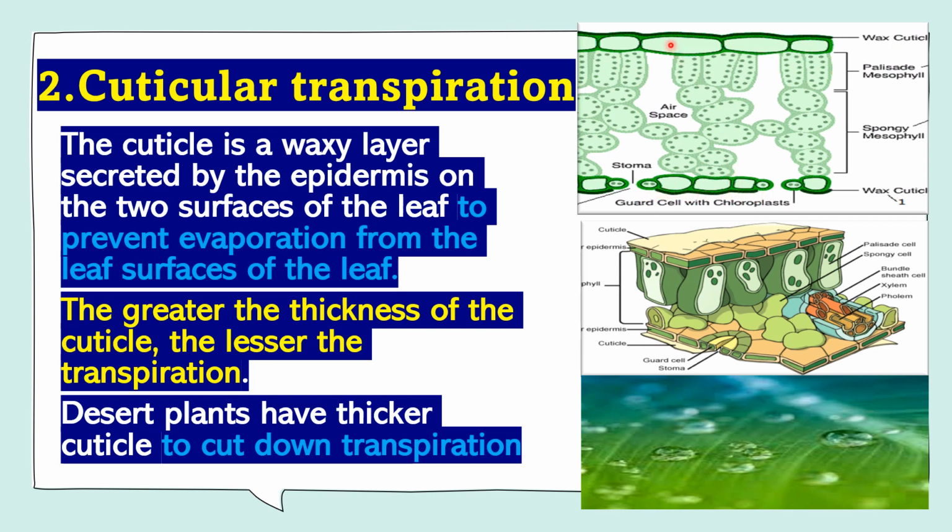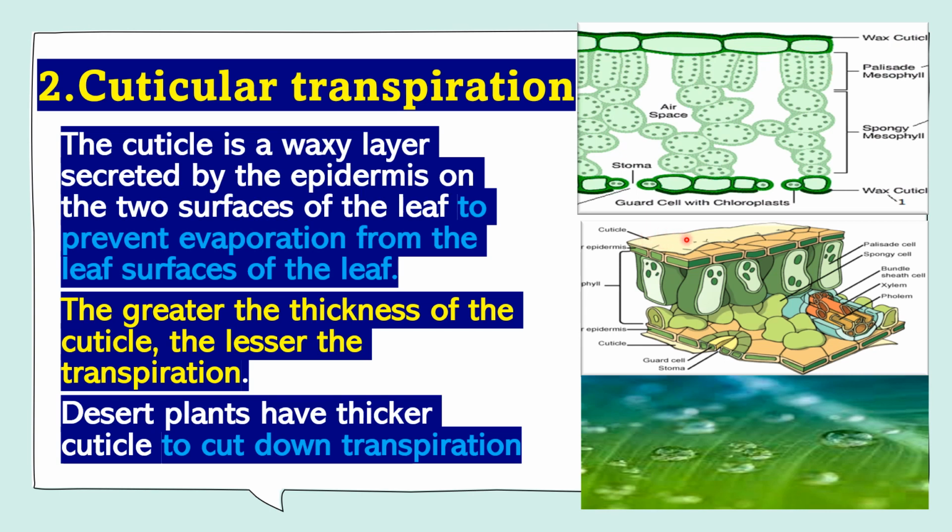Then what is the function of this waxy layer or cuticle? To prevent evaporation from the surfaces of the leaf. That is the function of cuticle. Greater the thickness of the cuticle, lesser the transpiration. Based on the thickness of the cuticle, the transpiration rate will change. For example, desert plants have thicker cuticle to cut down transpiration.